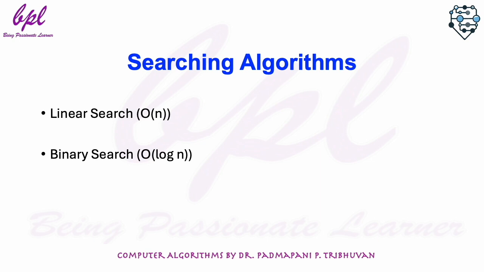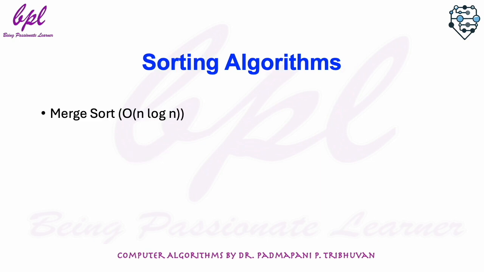for large datasets. Sorting algorithms. Merge sort, O(n log n). It is efficient for large datasets. It performs well in most cases. Bubble sort, O(n²). Bubble sort performs poorly with large datasets due to its quadratic time complexity.